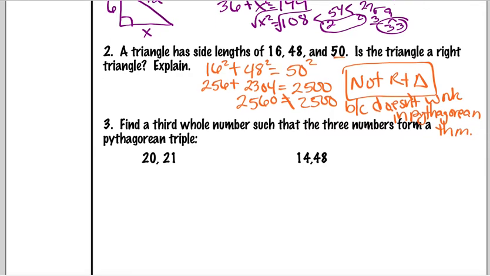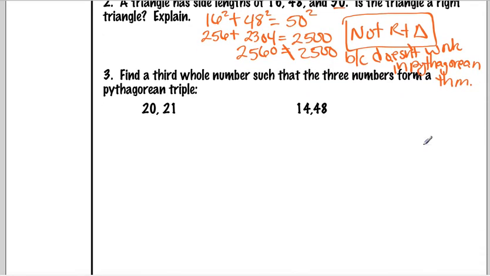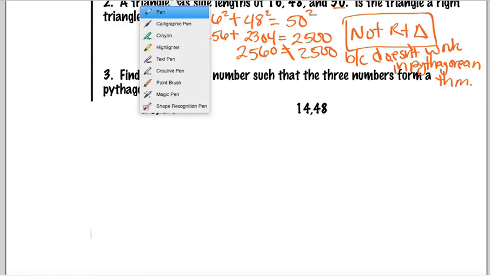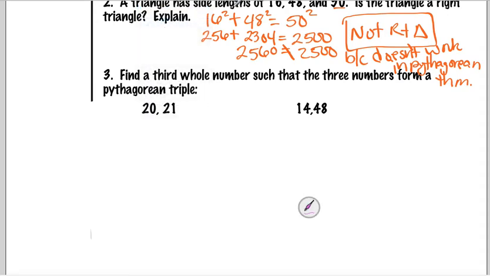Now, number 3 here, we are finding a third whole number such that the 3 numbers form a Pythagorean triple. But they did not tell you if you're finding the hypotenuse or you're finding a leg. So I am going to show you this first one as if we're finding a leg and as if we're finding a hypotenuse, just to show you the two options that you have here. Our goal is to have a Pythagorean triple, so we are required to end up with a whole number.